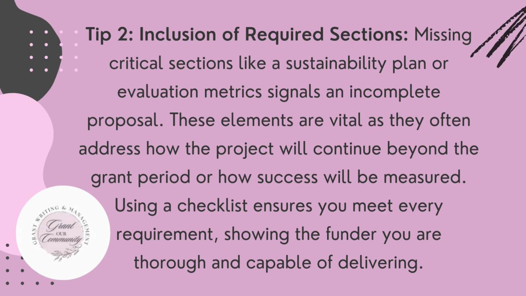Condensing content to meet limits requires prioritizing key points and ensuring every section carries weight. Tip 2. Inclusion of required sections. Missing critical sections like a sustainability plan or evaluation metric signals an incomplete proposal. These elements are vital as they often address how the project will continue beyond the grant period or how success will be measured.